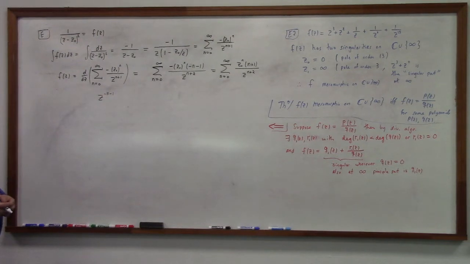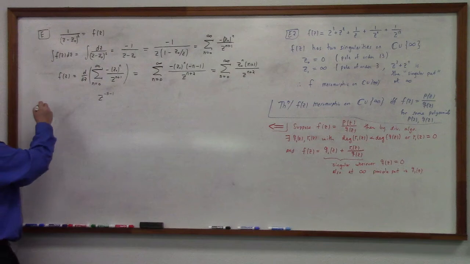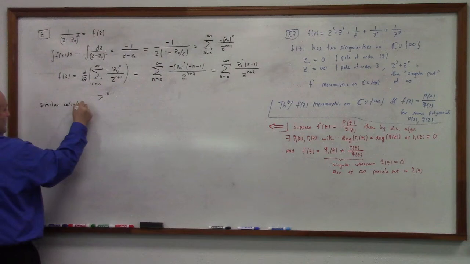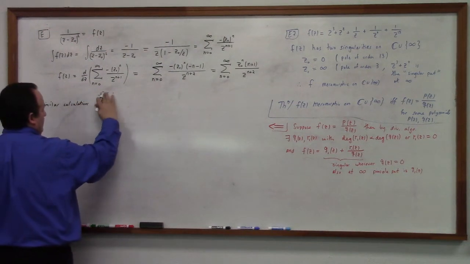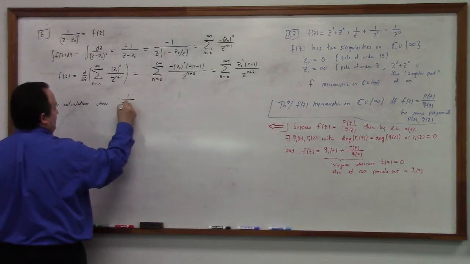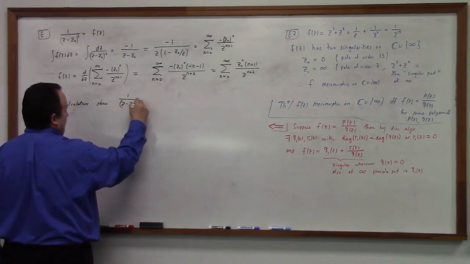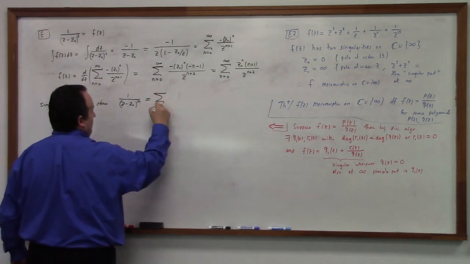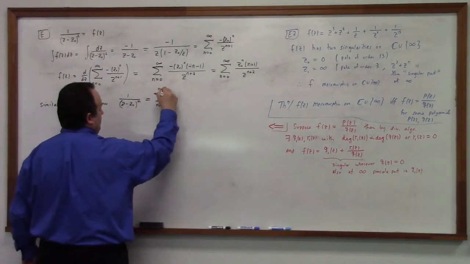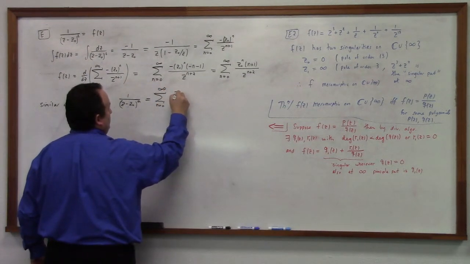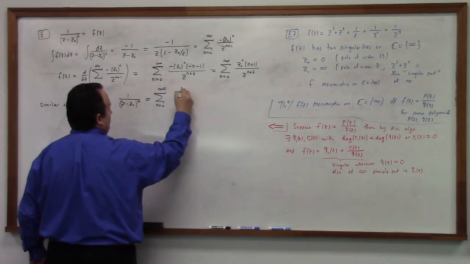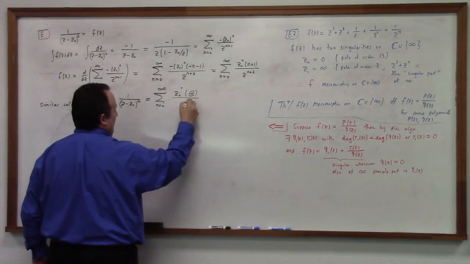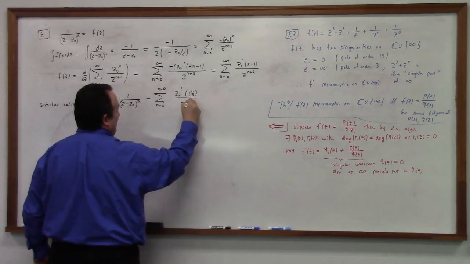All right? So similar calculations show that 1 over z minus z naught to whatever power you like, let's say m, is equal to the sum n equals 0 to infinity of z naught to the whatever times some number, over z to some power n plus, I don't know.